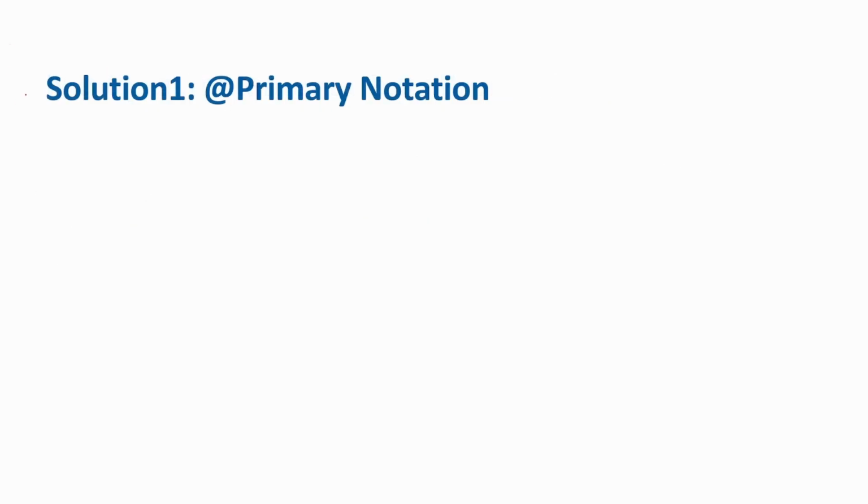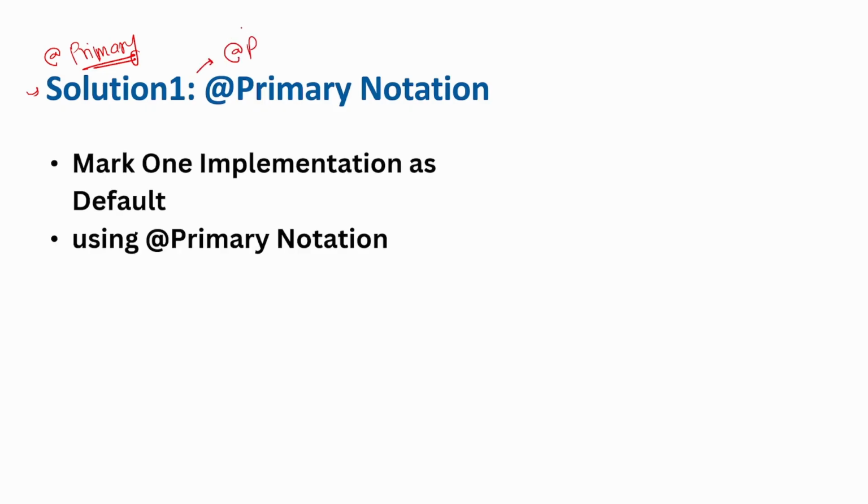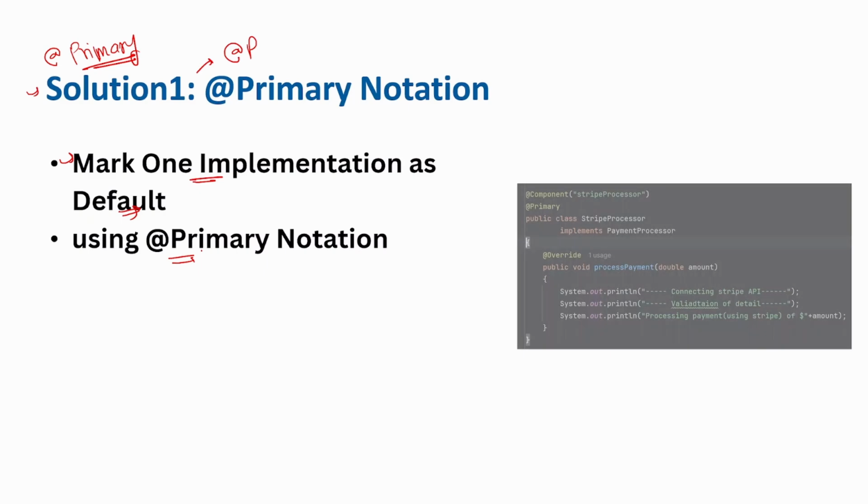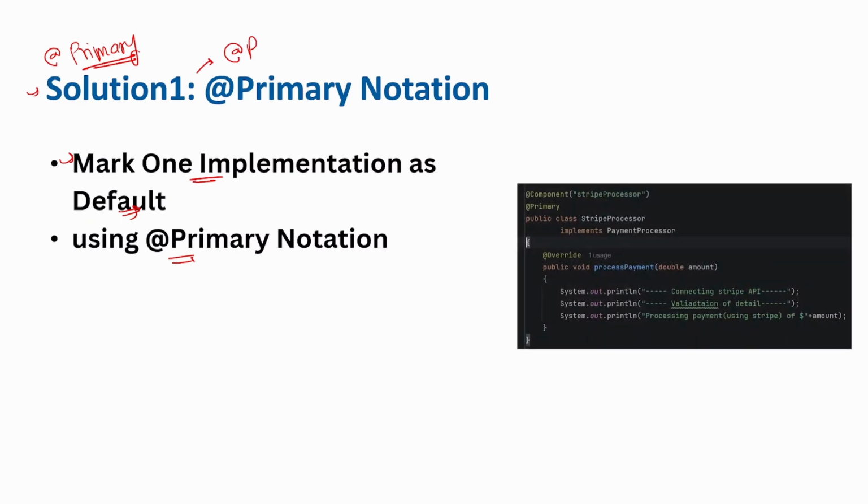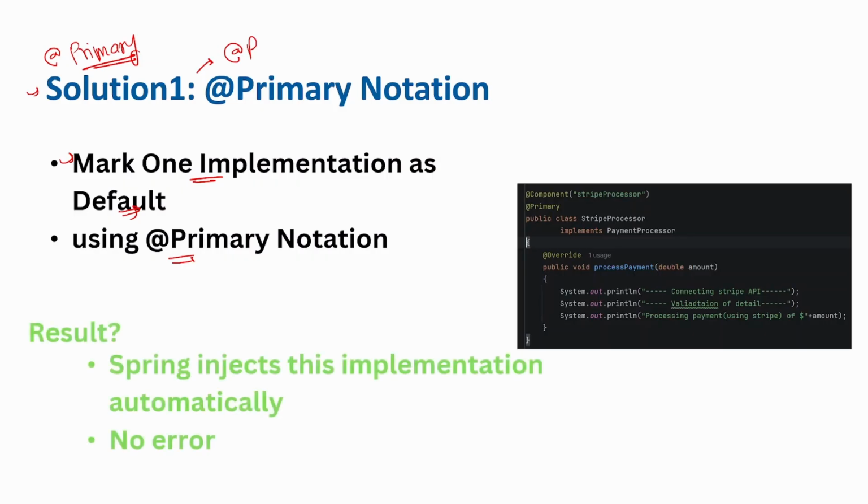The first solution is using the @Primary annotation. We can mark any implementation with @Primary. Basically, using the @Primary annotation, we mark one implementation as the default. So by default, Spring will inject that implementation into our project. So let's see how we can do this. What is the result? Spring injects this implementation automatically, and there will be no error.